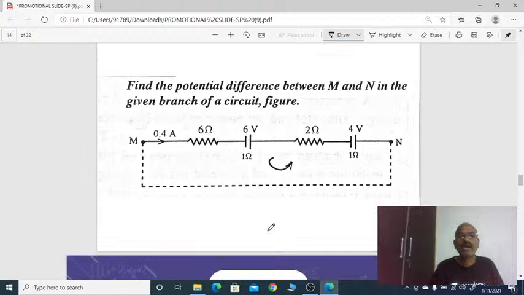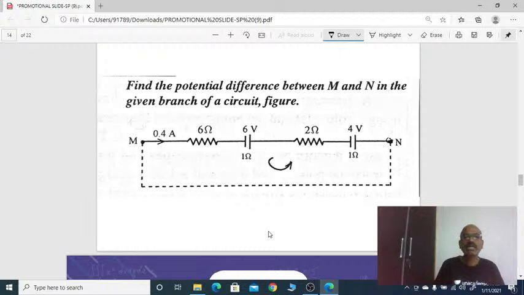Now find the potential difference between M and N here. For your understanding, I made a closed loop. Now I joined the dotted line. So let us have a closed circuit by joining M and N by the dotted line. Now let the potential at M be Vm and the potential at N be Vn.